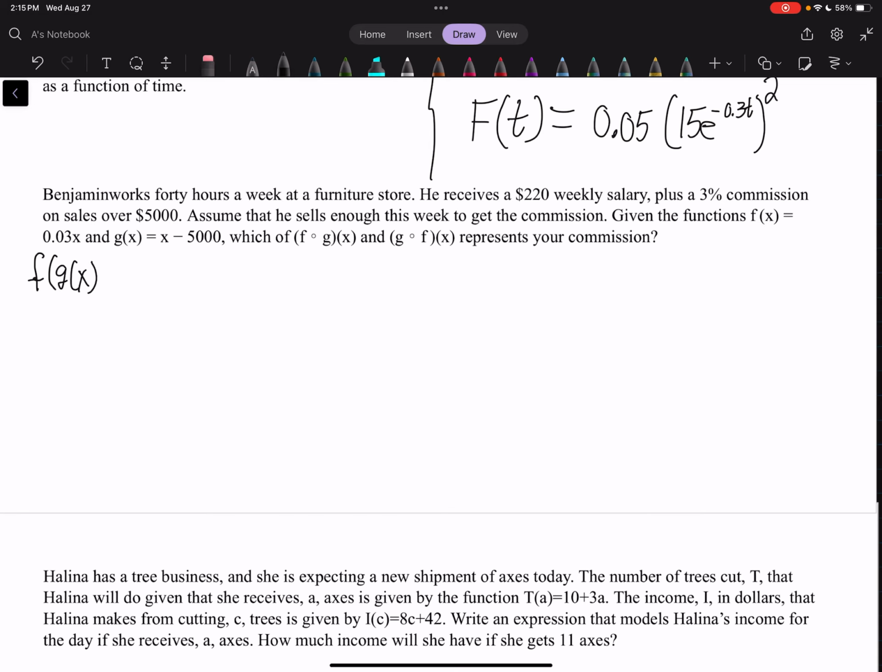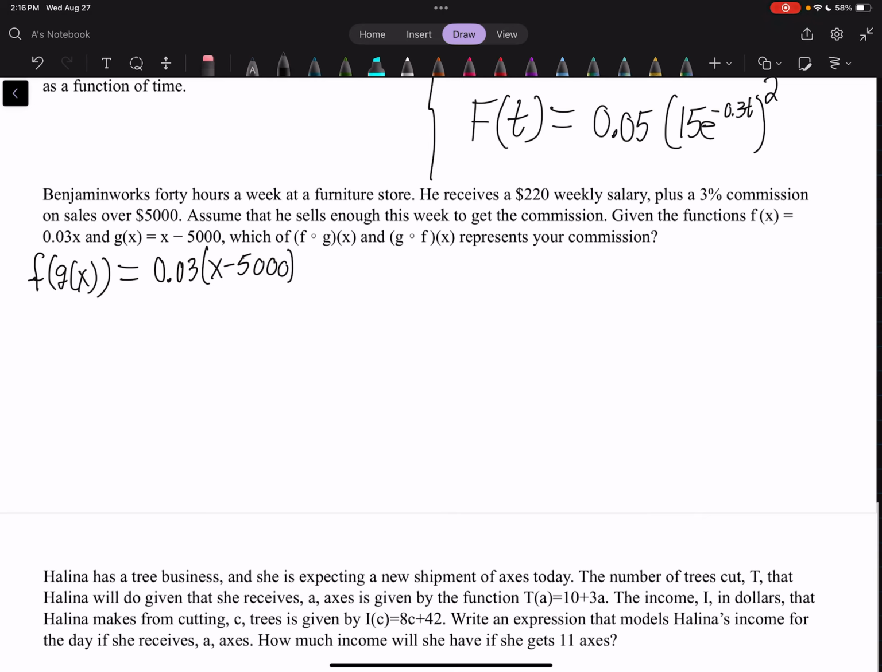and if I have f of g of x, I'm putting the g inside f. Therefore, I'm having 0.03 times x minus 5,000. What this is saying is anything over those $5,000 is going to gain 0.03 or 3%. So if I sold furniture worth $5,001, I would gain an extra 3 cents. 1 times 0.03 is 3 cents.